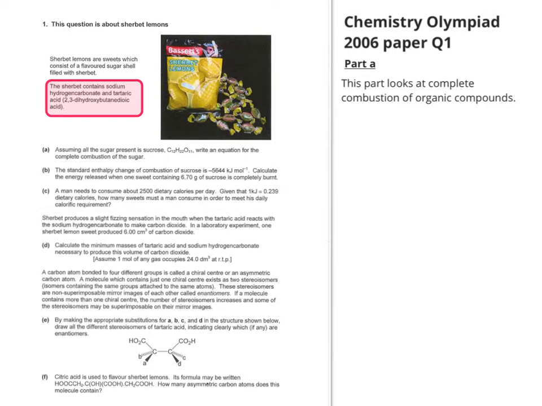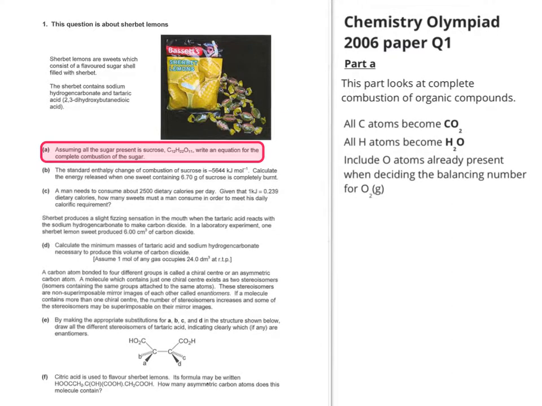So part A says that, assuming all the sugar present is sucrose, which is C12H22O11, write an equation for the complete combustion of the sugar. Some tips to consider: all carbon atoms become CO2, as opposed to carbon monoxide or remaining as carbon. All hydrogens become H2O, so the O atoms already present, 11 of them, need to be included when you're deciding the balancing number for the oxygen from the air.